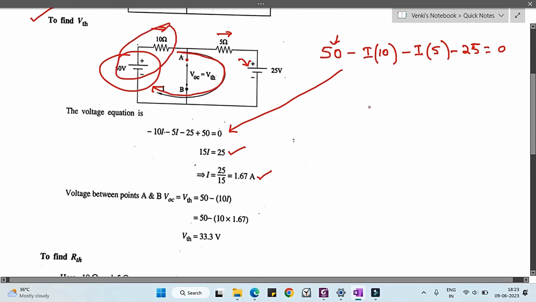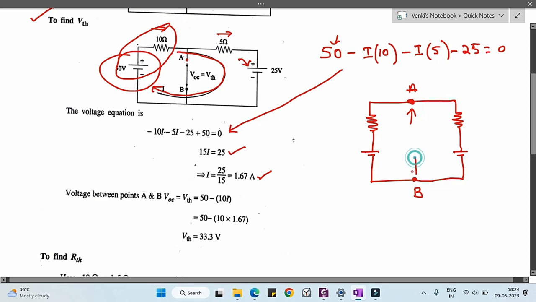So I am going to draw the equivalent circuit for that. The 10 ohm resistance I am going to draw here, and the 50 volt voltage source I am going to draw here, and this will be the A terminal and this will be the B terminal. Similarly, if I draw the circuit on the right side, it looks like this. Now we need to calculate the voltage between these A and B terminals, that is nothing but the V Thevenin.